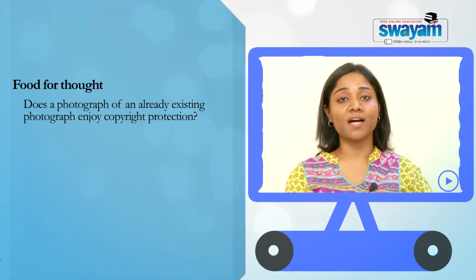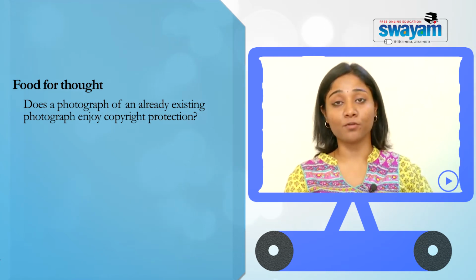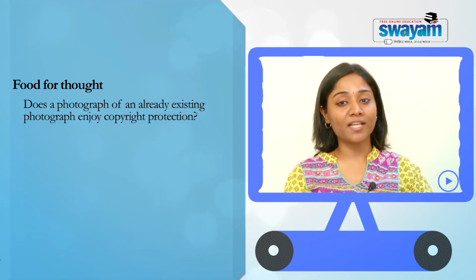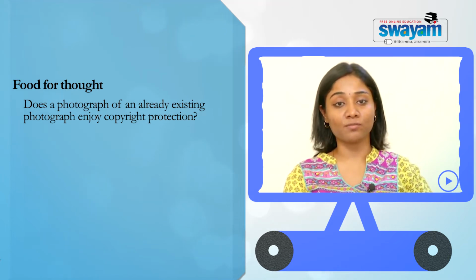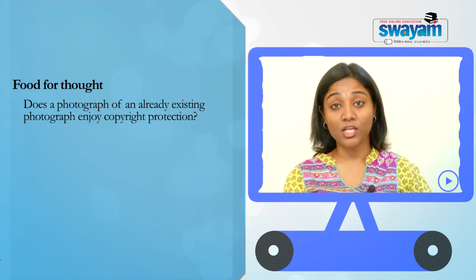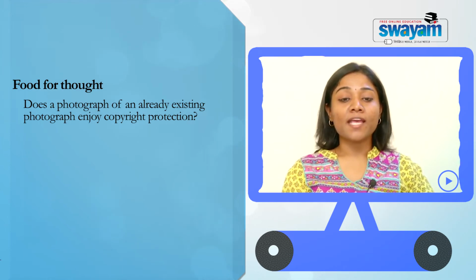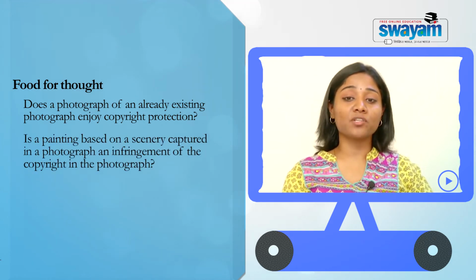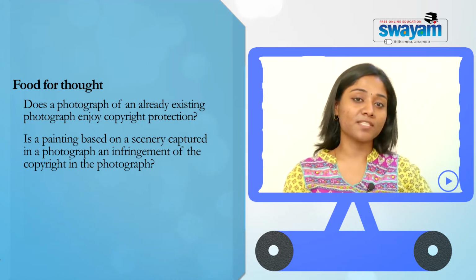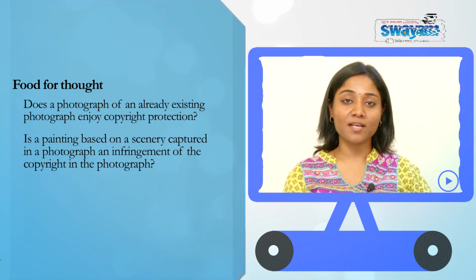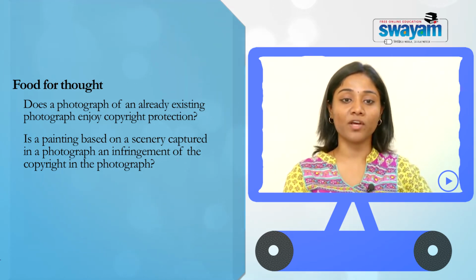That is, if I take a selfie of my own photograph, if I take a photograph of another photograph on the wall, would that new photograph that I have taken be afforded the same protection as the original photograph? The answer is no. Is a painting based on a scenery captured in a photograph an infringement of copyright in the photograph? Essentially, they would constitute different works because they do not originate from the same author.